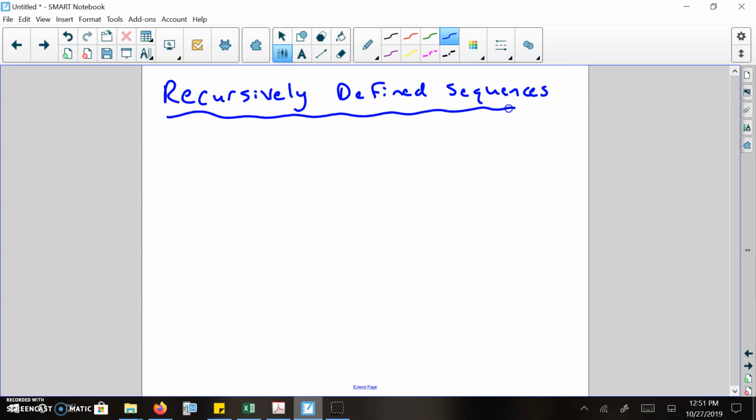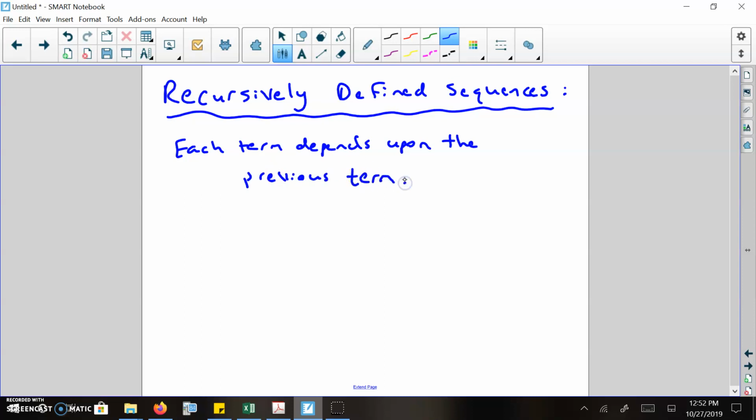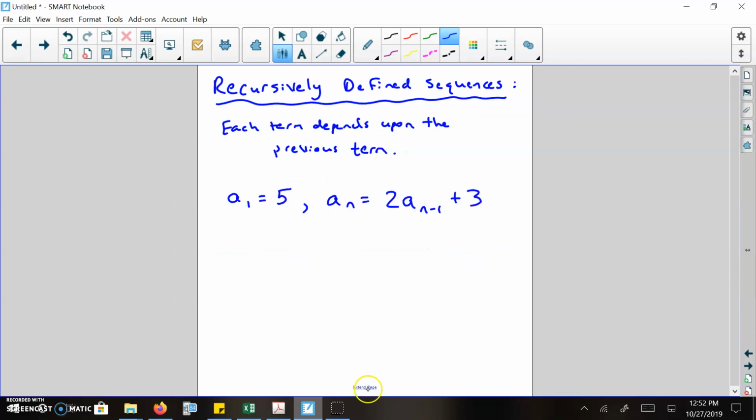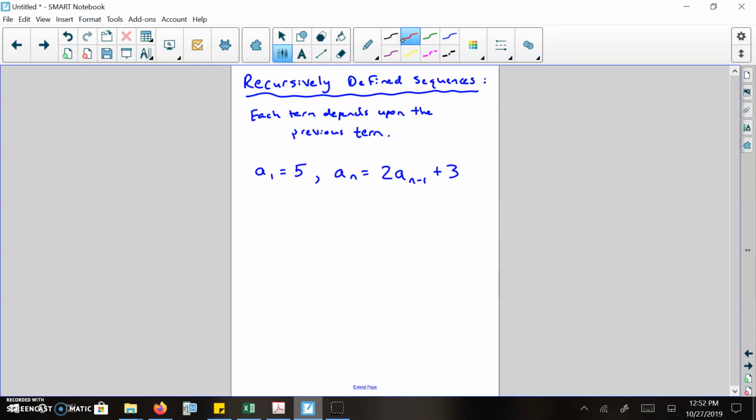Okay, and all this means is that each term depends upon the previous term. Okay, so let me go ahead and show you what one of these will look like. So for example, let's say we had the sequence a sub 1 equals 5, and then the general form of this sequence is going to be a sub n is 2 times a sub n minus 1 plus 3. Okay, and let's go ahead and we'll define the first 5 terms of this sequence.